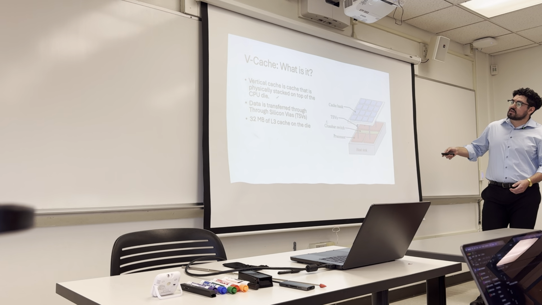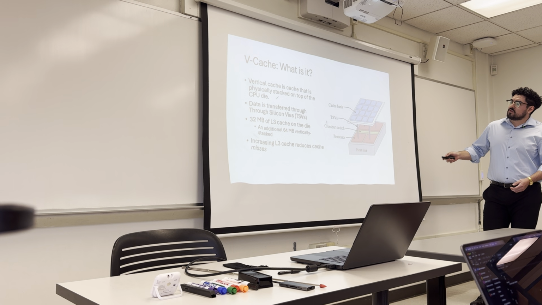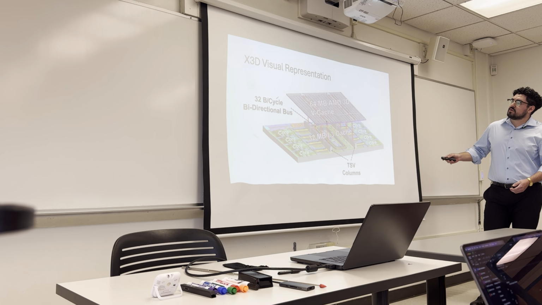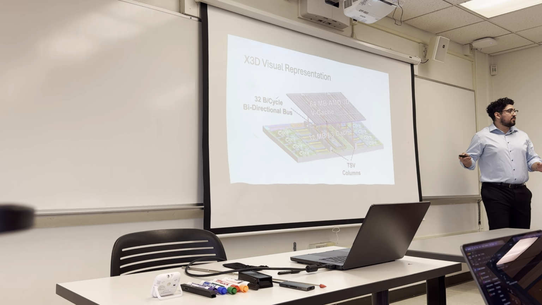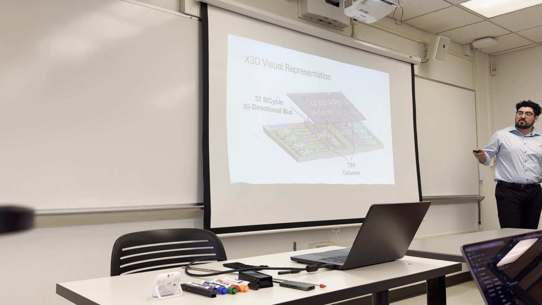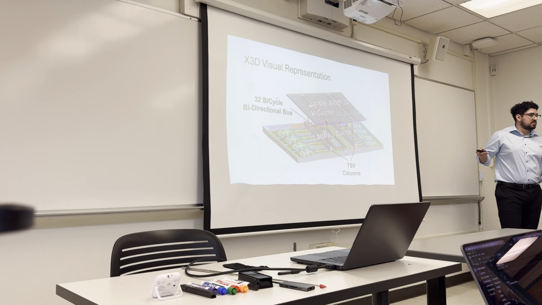Now, typically, let me move on to this image real quick. Typically, the CPU die itself has about 32 megabytes of L3 cache. What AMD decided to do is just smack an additional 64 megabytes directly on top of it, and that data is transferred through these TSV columns, okay?